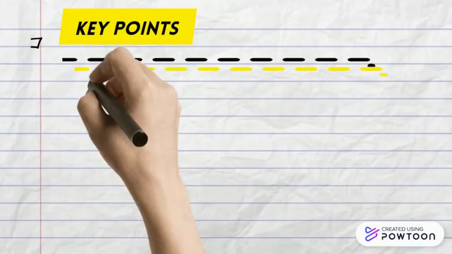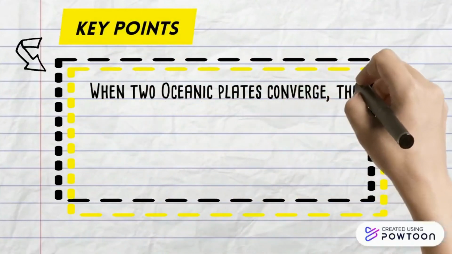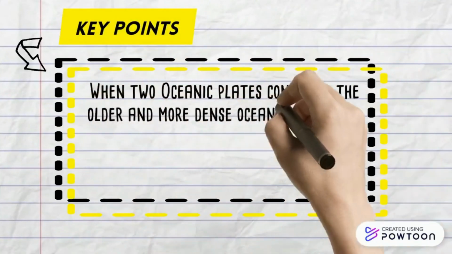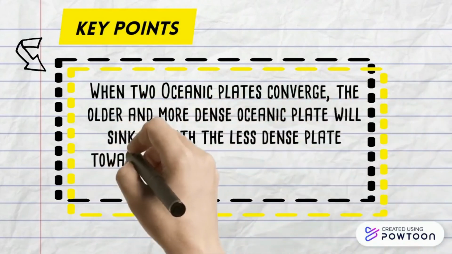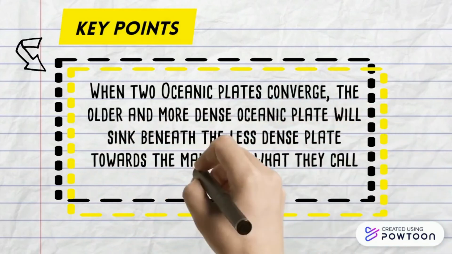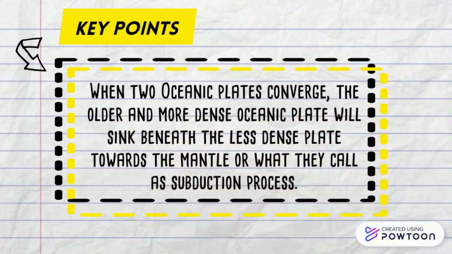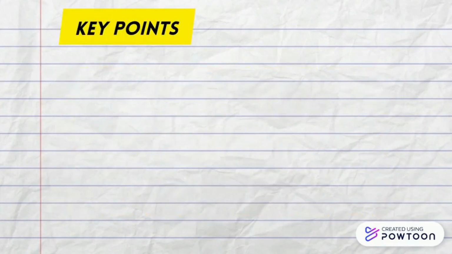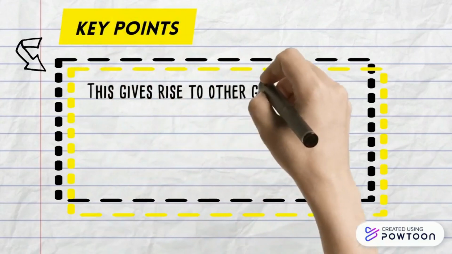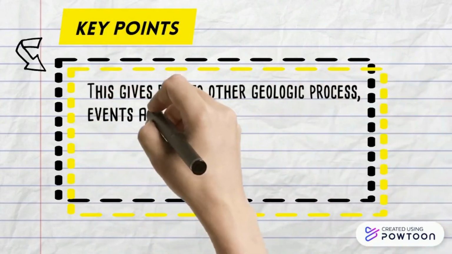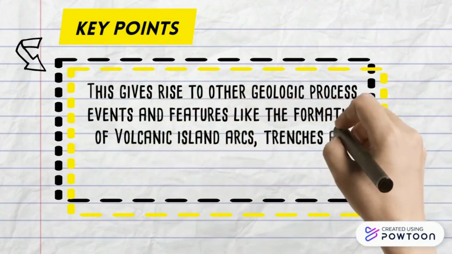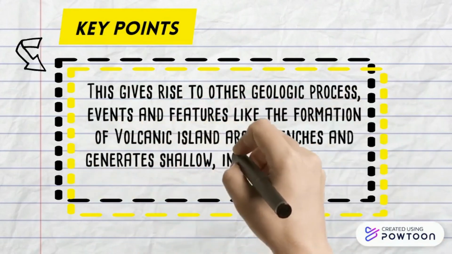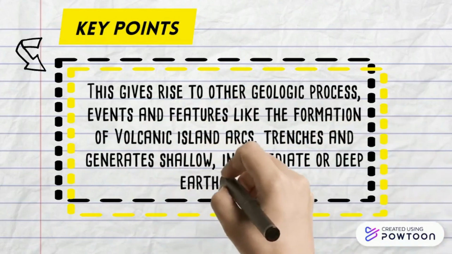Key points: when two oceanic plates converge, the older and more dense oceanic plate will sink beneath the less dense plate towards the mantle, or what they call the subduction process. This gives rise to other geologic process, events and features like the formation of volcanic island arcs, trenches, and generate shallow, intermediate, or deep earthquakes.